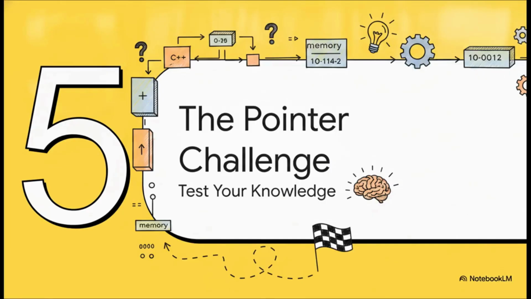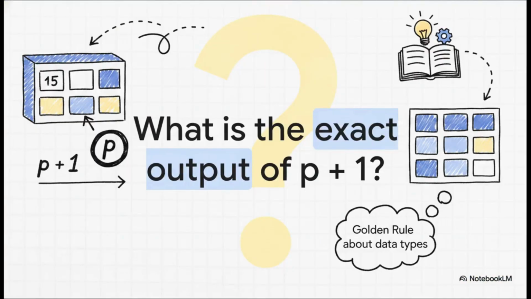Finally, Section 5, the Pointer Challenge. Congratulations on grasping the foundation of pointers. Now, it's time to test your newly built mental model. I'm going to leave you with this little cliffhanger about pointer arithmetic. If you have an integer variable x equal to 15 and a pointer p is perfectly holding its exact memory address, what will be the exact output if you run the code p+1?